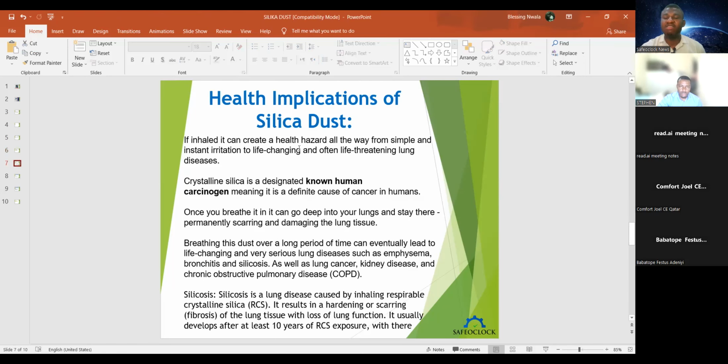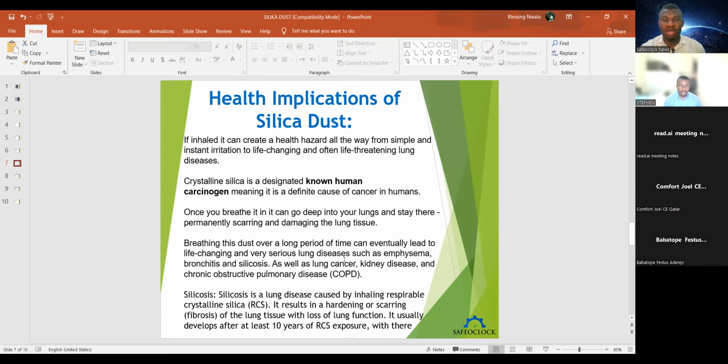Now let's talk about the health implications of this silica dust. One, if you inhale silica dust, initially you can have irritation or it can progress to a life-threatening lung disease. Crystalline silica is a designated known carcinogen, which means it has the tendency of causing cancer in humans. Another health implication is that it can travel deep into the lungs and cause lung tissue damage.